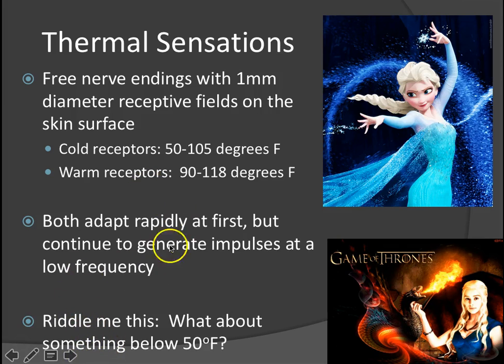All right. So in thermal sensations, these are again free nerve endings, our thermoreceptors, and we have two different sets of receptors. We have what are known as cold receptors and warm receptors. Cold receptors are going to pick up on, basically it's their temperature range that they'll fire at. So anything between 50 and 105 degrees Fahrenheit will activate cold receptors. Anything from 90 to 118 will activate warm receptors. And you can see there's a little bit of overlap between the two. Both will rapidly adapt at first, but then they'll continue to generate impulses at low frequency.